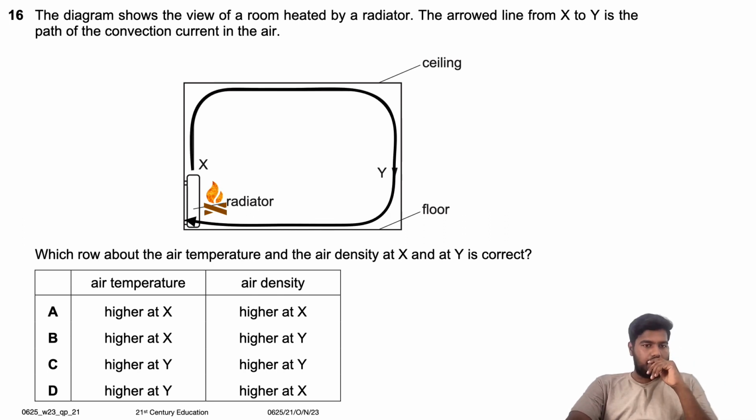So air temperature is higher at X because that's close to the radiator, and the air density is higher at Y because that's far from the radiator, so it's yet to be heated. So this will still be cold, and so more dense.